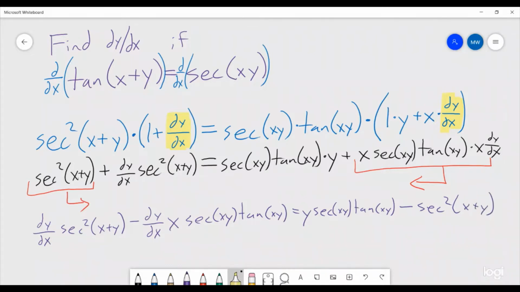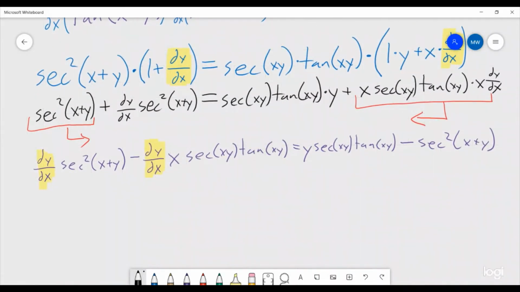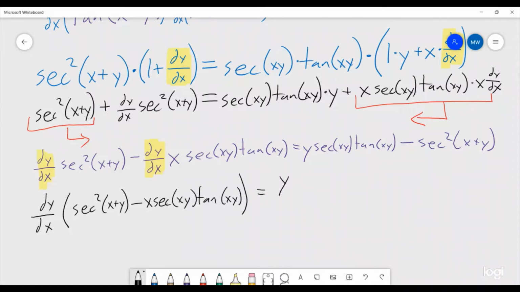Well, what we can then do, because there's a dy dx everywhere here, we can factor the dy dx out to be able to then solve for dy dx. So if we were to do that, we would get dy dx times secant squared of x plus y minus x secant of xy tangent of xy is equal to y secant of xy tangent of xy minus secant squared of x plus y.